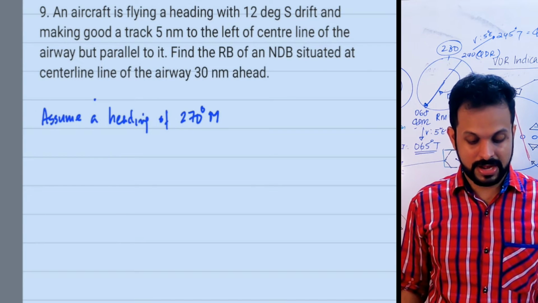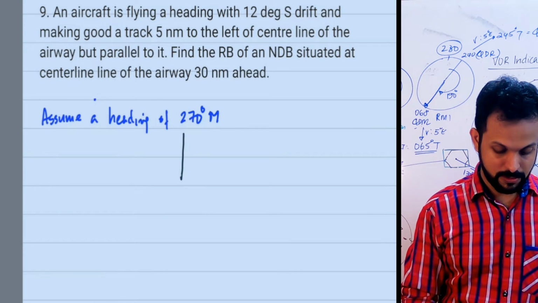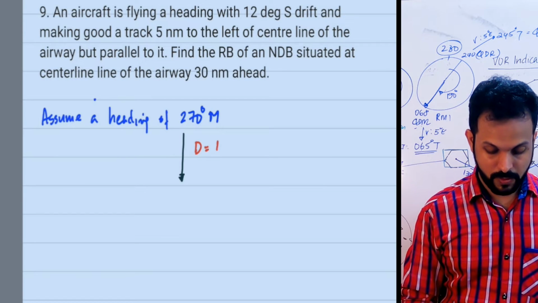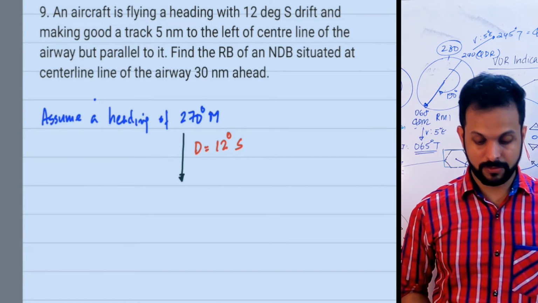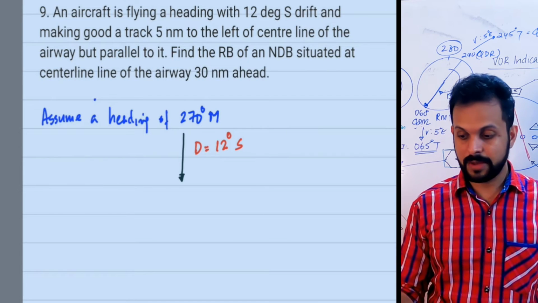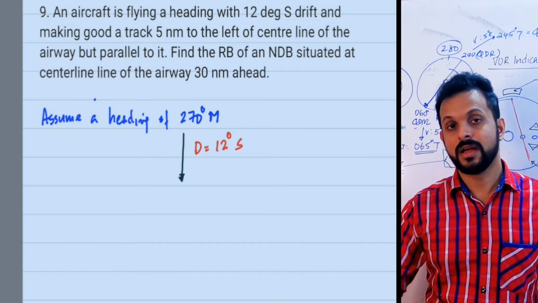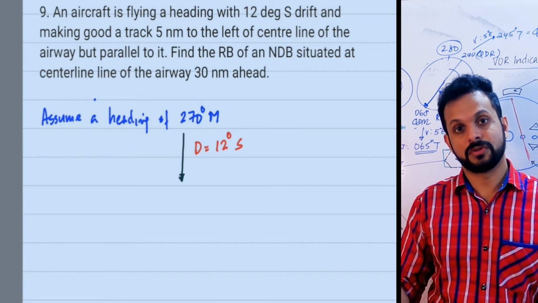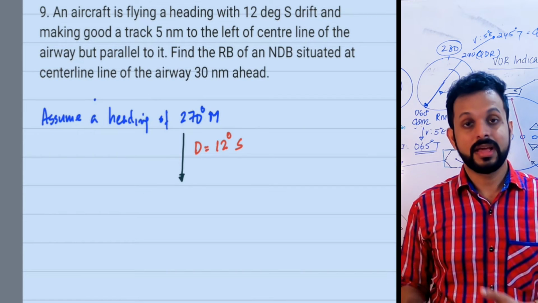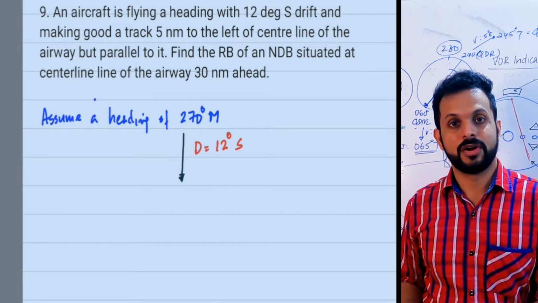So if I assume a heading of 270, let me apply the drift here. The drift that is given here is 12 degrees. And pay attention to the fact that it is a starboard drift. Now, just to give you a small heads up, a starboard drift, or more appropriately, a starboard drift correction, is provided when an aircraft has a tendency to drift towards starboard. That's why it is called a starboard drifting case, right? In that case, your track would be to starboard of your heading, right?